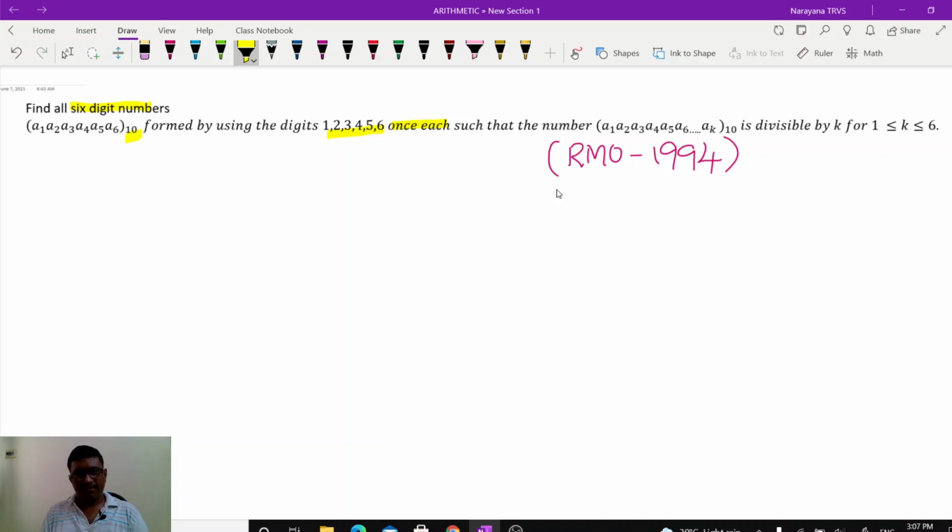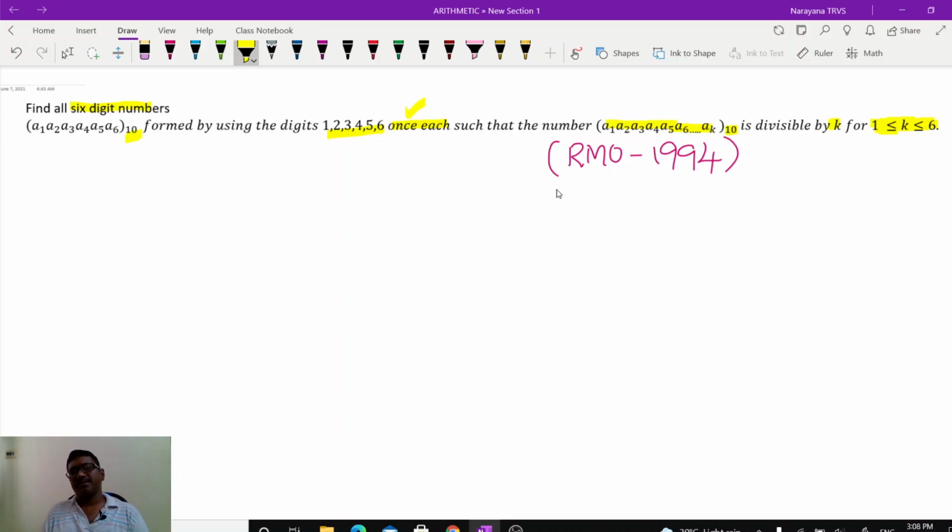So we should identify that each digit should be used once, such that the number A1, A2, A3, A4, A5, A6 and so on up to AK, in the base 10 decimal system, is divisible by K for 1 less than or equal to K less than or equal to 6.